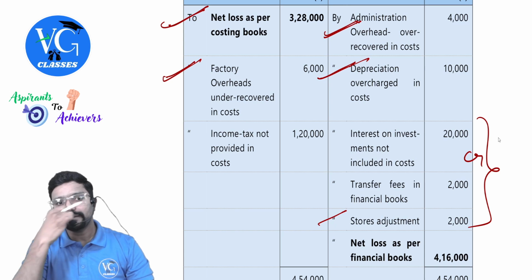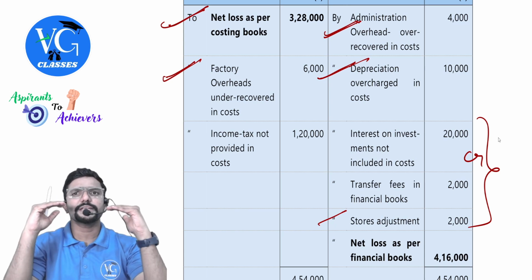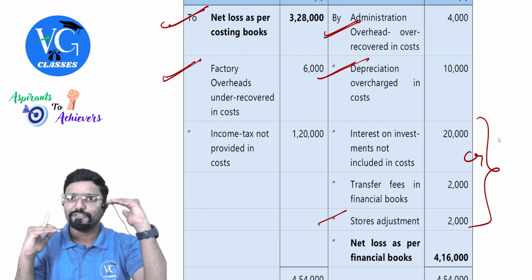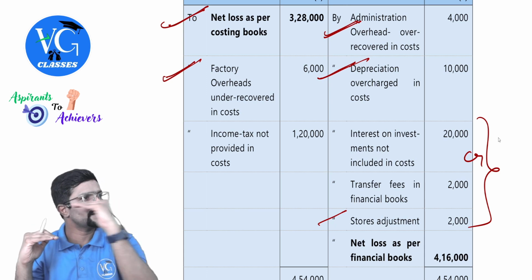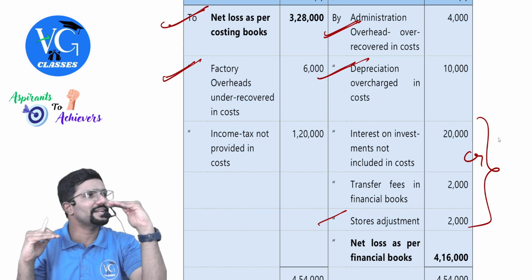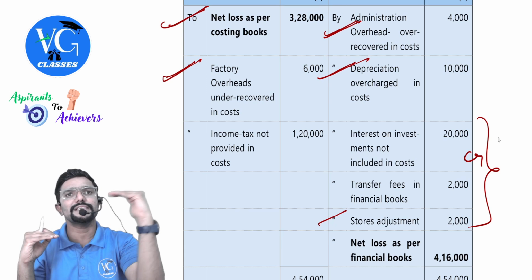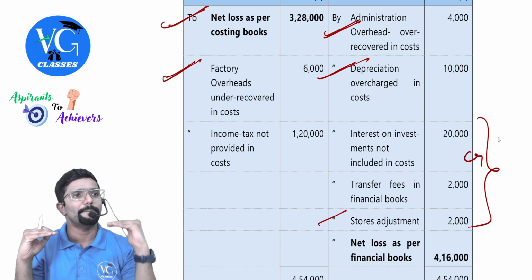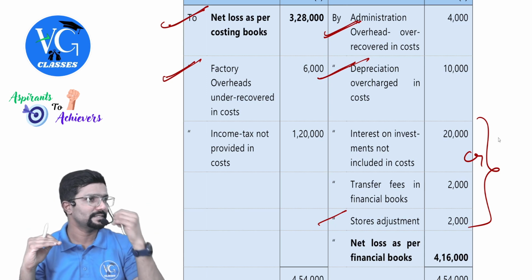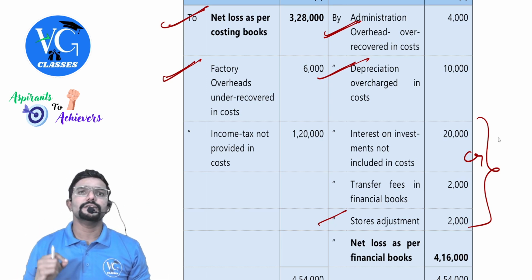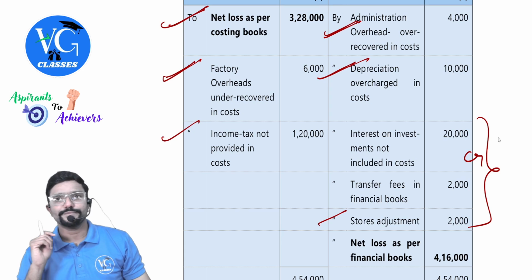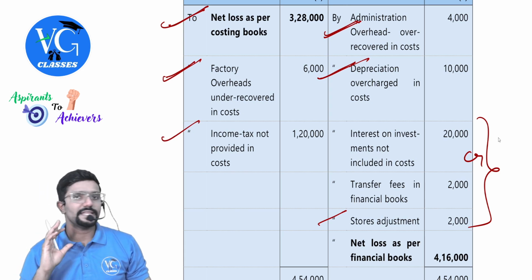Yes. Then income tax not provided in cost. This is an expense recorded only in financial books. So my financial profit has come down, whereas my costing is the same. Why? We have not recorded it in costing books. Now my starting point is costing profit. If I have to match it with my financial profit, what should I do? Bring it down. Anything to be deducted should be debited in the account.